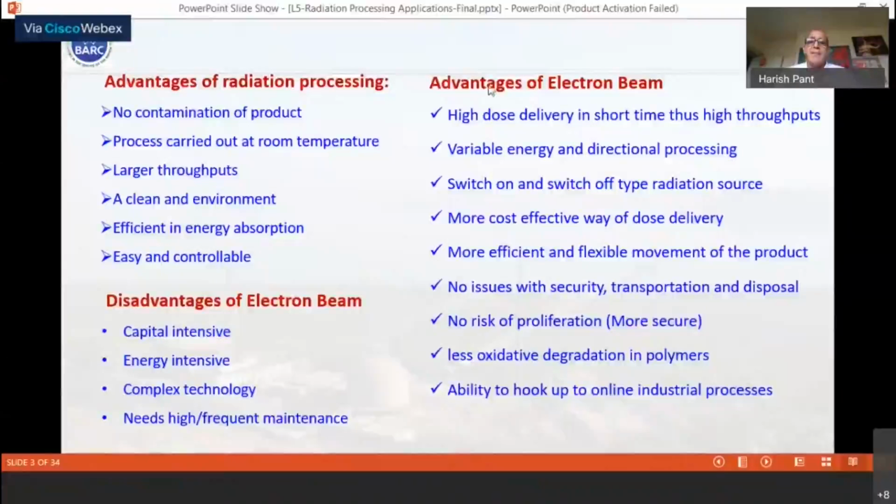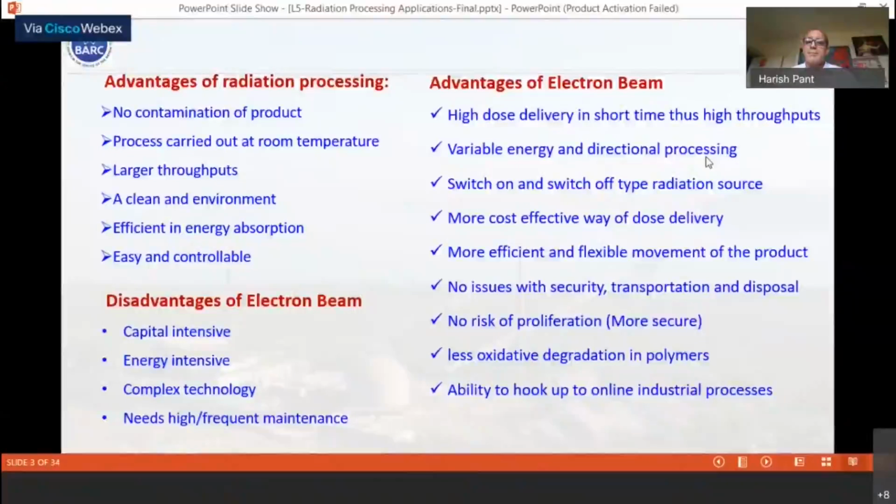They are listed here. The first advantage of EB processing is high dose delivery in a short time, thus very high throughputs can be processed. In a very, very small time, a very high dose can be delivered to the materials, and because of this, large volumes, large throughputs of the material can be processed. It has a variable energy.